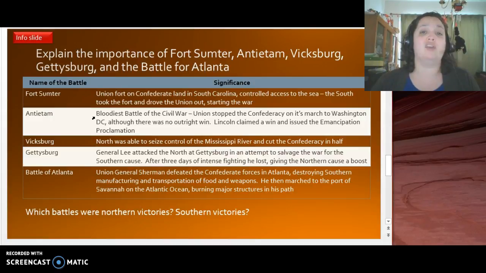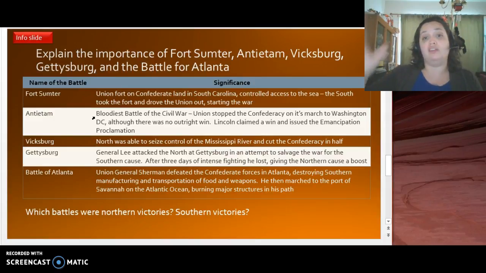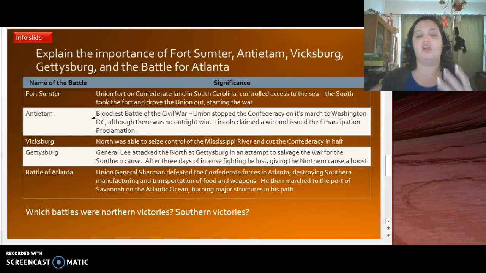Now, Antietam we chose because this is the bloodiest battle of the Civil War. More men were lost there in one day than just about any other battle. The South was actually marching towards Washington, D.C., and they were going to take over the capital of the North, and the North realized this, so they came down to stop them, and the two armies met, and the North is able to stop the Confederacy, but instead of pushing on or, yay, we won, it was sort of more like everyone just quit. Everyone just gave up for a bit. Even though there's no outright win, Lincoln does claim it as a win, and this is what he uses to issue the Emancipation Proclamation, which I'll talk about in a moment.